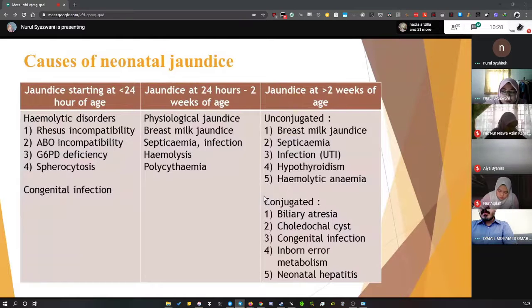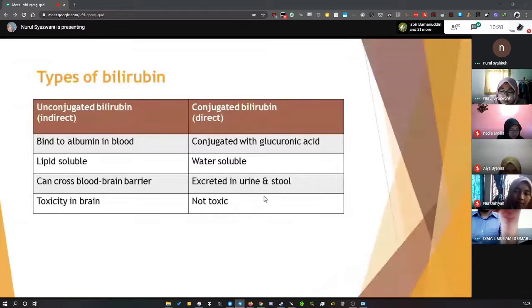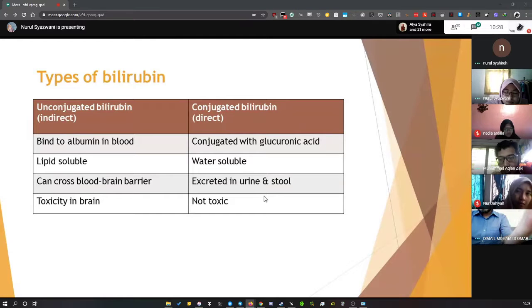What do we call the toxicity in the brain? Kernicterus. Very good. Which part of the brain is affected by kernicterus? Basal ganglia. Yes, basal ganglia and the brainstem nuclei. So first basal ganglia, after that brainstem nuclei. Very good. Carry on. Okay, next.